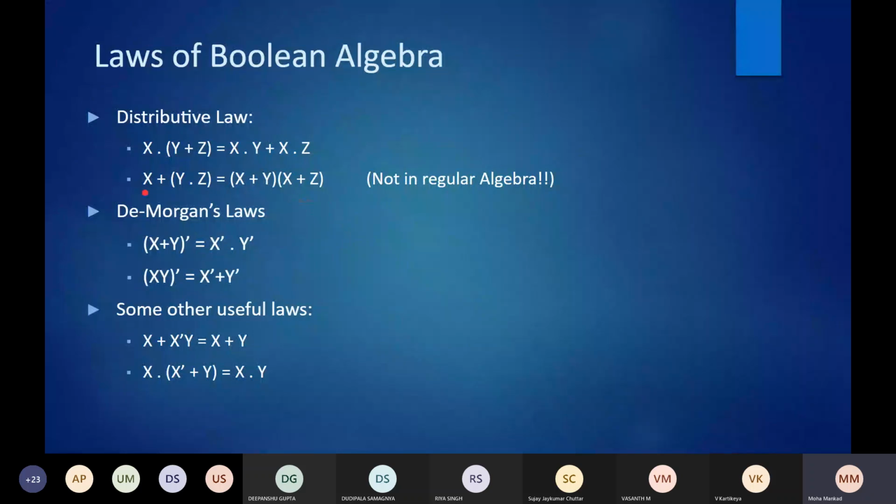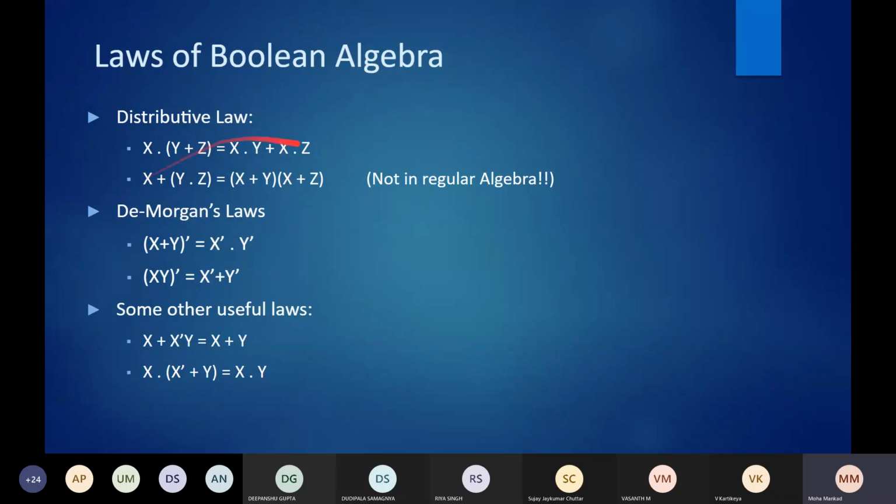You can assume any values of x, y, z, 0 or 1. This law will hold. Unlike normal algebra where x, y, z can take any value on the real number line. So this is an important law. Remember it. It would be helpful for simplifying expressions.